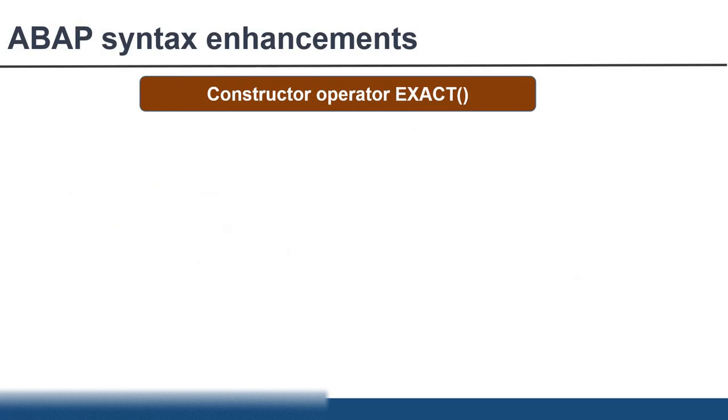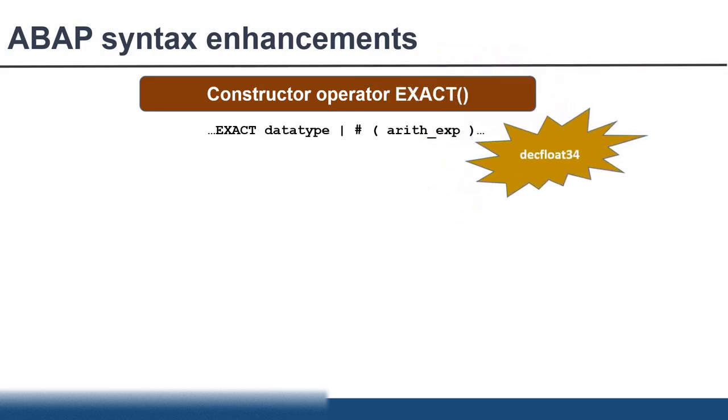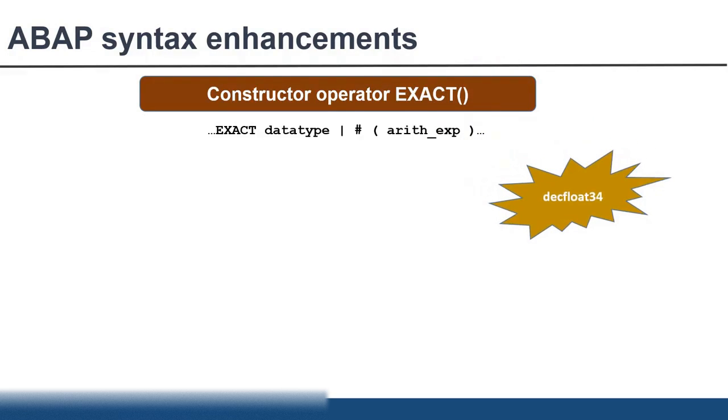EXACT operator. EXACT is lossless operator that executes a lossless calculation. You might want to know what is lossless calculation. This kind of calculation was actually introduced in release 7.02. A lossless calculation must not perform any rounding for a given value. If it does, an exception occurs. This is the syntax. Here, arith_exp is the arithmetic expression that is calculated lossless with calculation type DECFLOAT34 and the result is converted to the specified type.